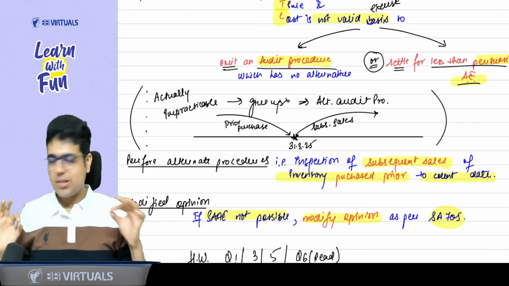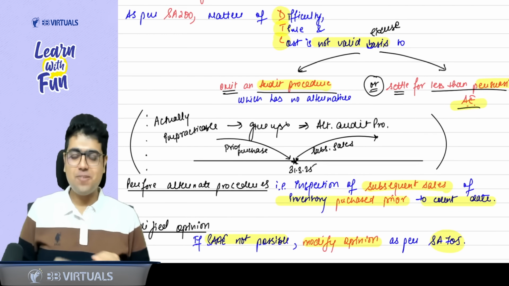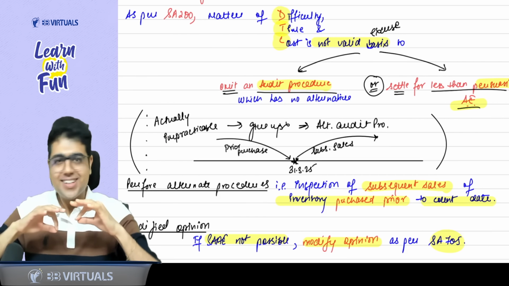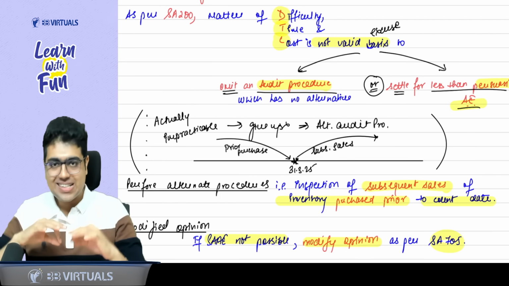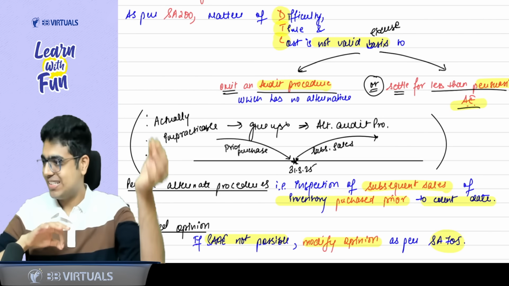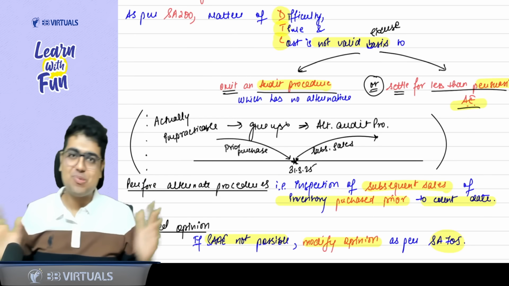So I do a step in the class. Everyone do with me in the revision. Prior purchase, subsequent sales. Do prior purchase, subsequent sales. Once more, prior purchase, subsequent sales. So this is your alternate procedure.